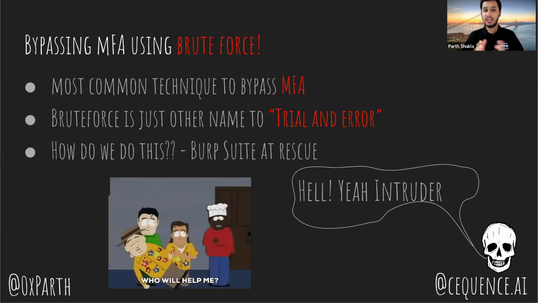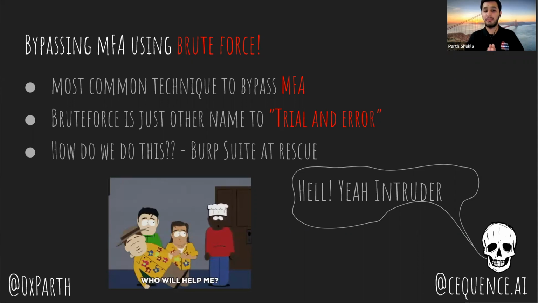Next is bypassing MFA using brute force. This is also known as the trial and error method. How do we do this? Using Intruder. Those who are bug bounty hunters know what Intruder is. You can send multiple requests, like 100 requests within 10 to 15 seconds. So you can literally try each and every OTP that the user might be getting, from 1111 to 9999, and the user might get an OTP like 3509, which would be in that range.